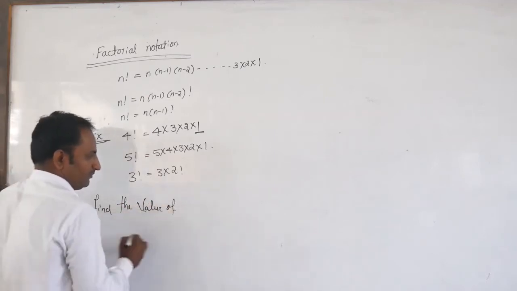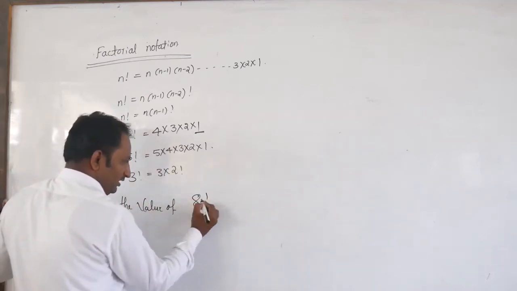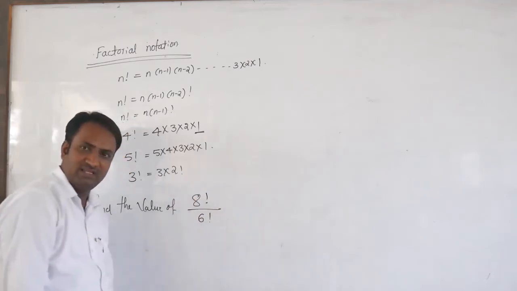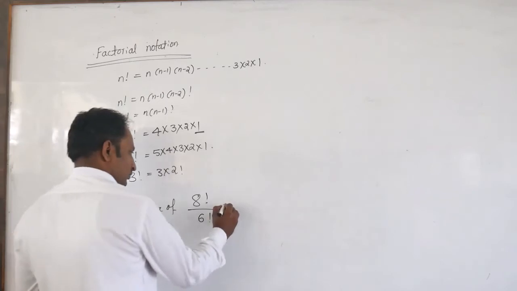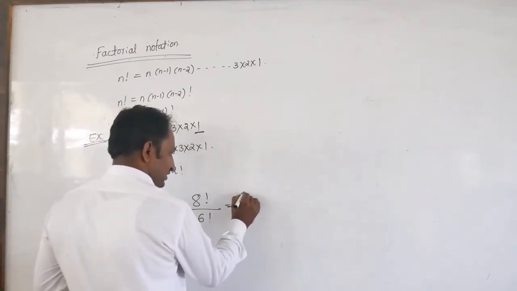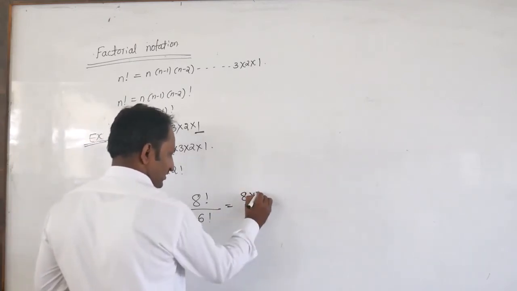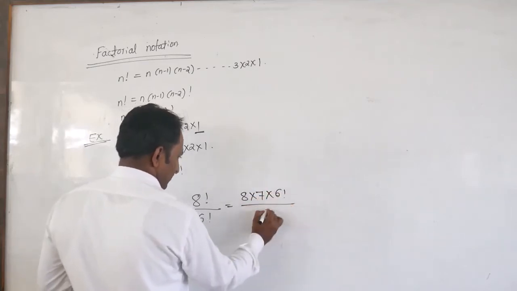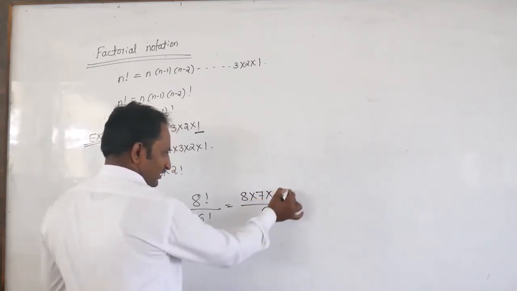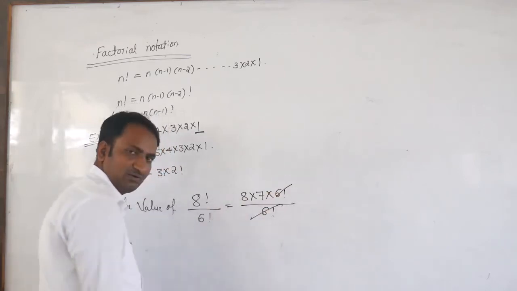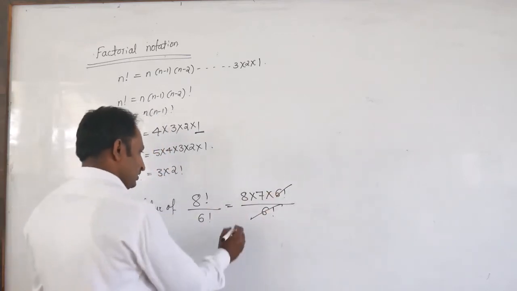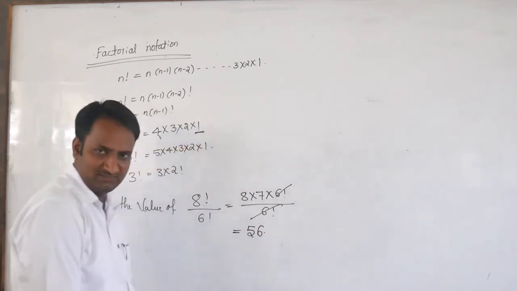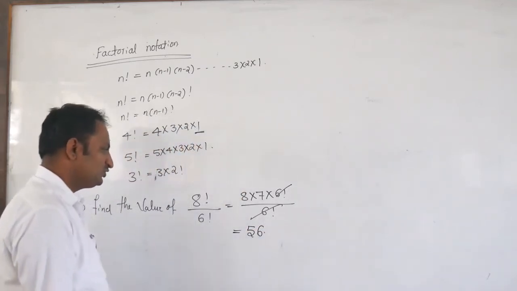of 8 factorial divided by 6 factorial: 8 factorial is 8 into 7 into 6 factorial, divided by 6 factorial. Here 6 factorial and 6 factorial get cancelled, we get 56 as our answer.